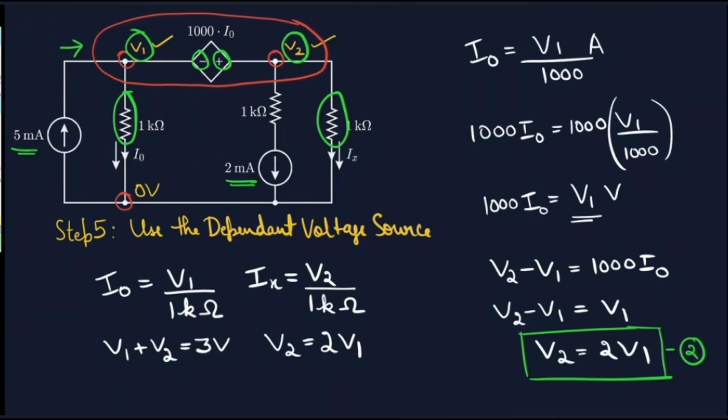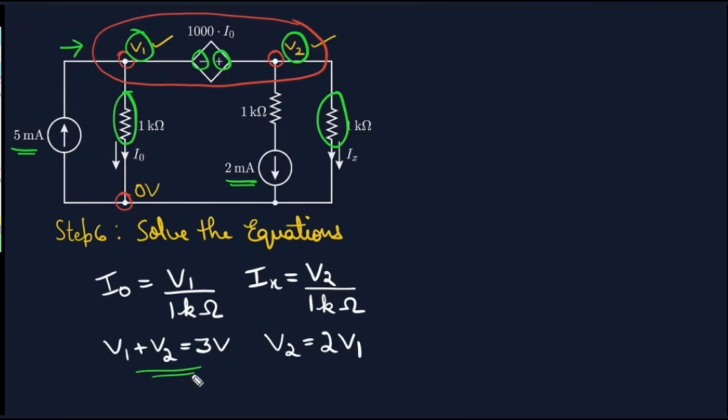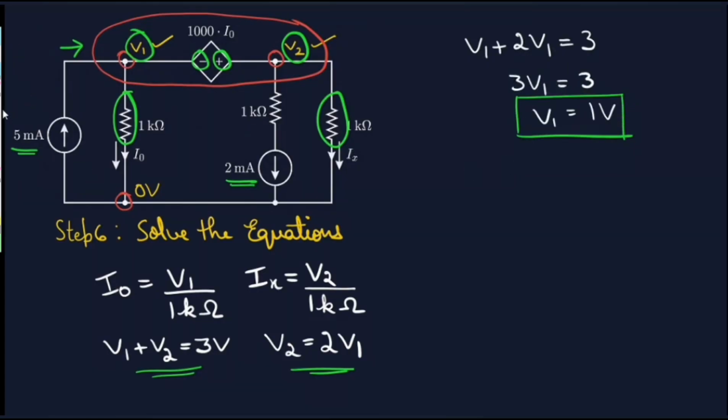Now let us solve the equations. We already have two equations, that is V1 plus V2 is 3 and V2 equal to 2V1. Substituting this into V1 plus V2 equal to 3, we obtain V1 plus 2V1 equal to 3, or 3V1 equal to 3. In other words, V1 equal to 1 volt. So if V1 equal to 1 volt, V2 is immediately 2 into V1, which makes it 2 volts.